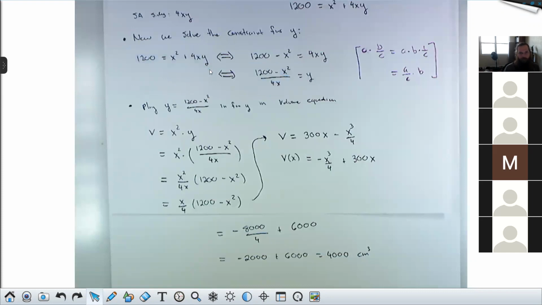Okay. And then that's where we stop if it were asking for dimensions. Yes. Okay. Yep. Yeah, you would say, the base should have length 20 centimeters, and the height should be whatever you get out of this when you plug in. Okay. Thanks.